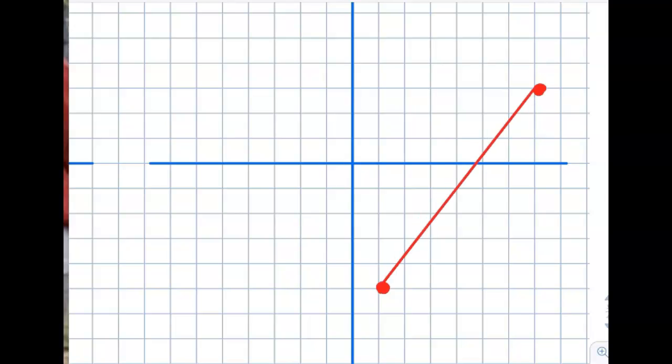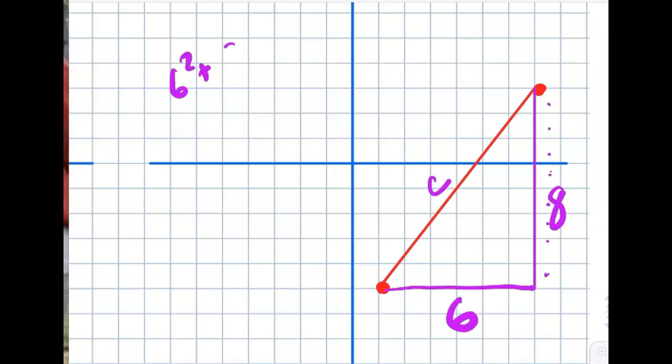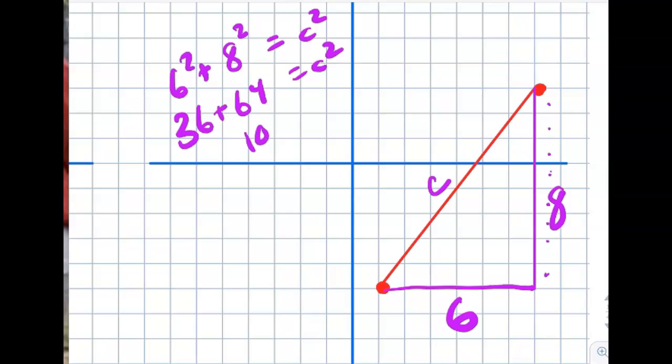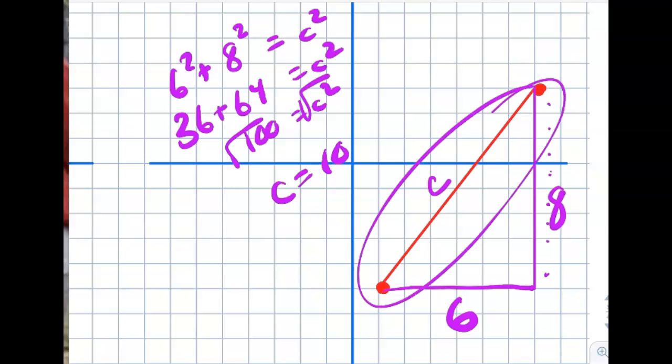I taught you my shortcut way, which is to make it into a right triangle and just treat this as the hypotenuse, C. That's 6. That's 8. So 6 squared plus 8 squared equals C squared. C would be 10. So the length of this is 10.